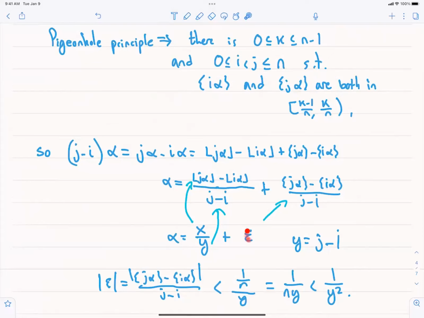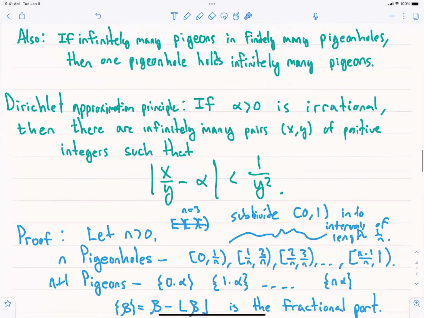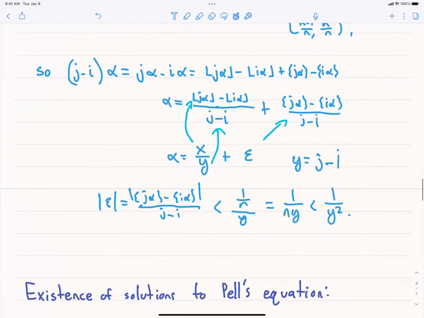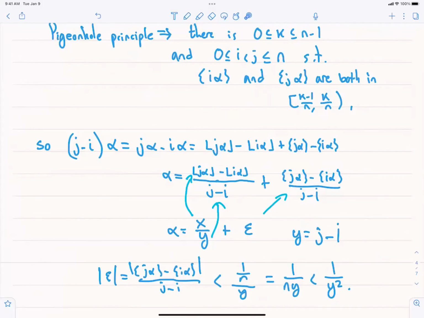So I have to show that epsilon has absolute value less than 1 over y squared. That's what I'm trying to show in this Dirichlet approximation principle. I can just write that out. The absolute value of epsilon is the absolute value of the numerator over the denominator, and the denominator is positive already. Since both the fractional part of j times alpha and the fractional part of i times alpha lie in the same interval of length 1 over n, they can be at most 1 over n apart. So this numerator is less than 1 over n.